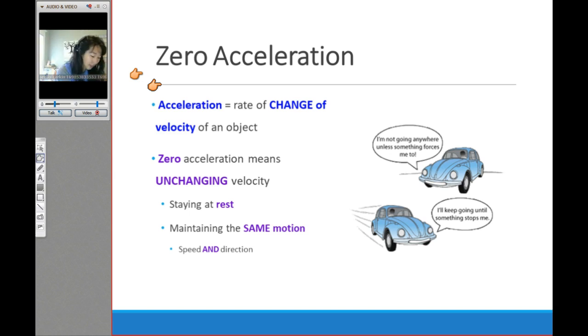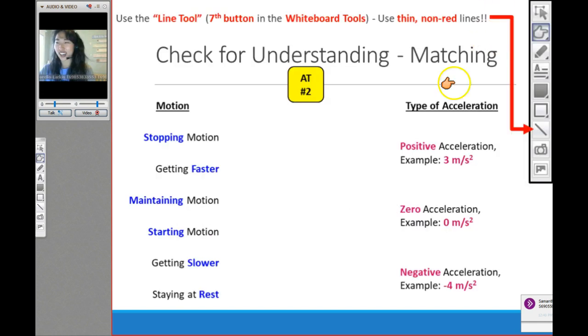Smiley faces if that makes sense. You can actually be moving and not be accelerating. Okay, so 0 acceleration just means there's no change in velocity. It's kind of mind-blowing to think about. Yes, exactly, Tariq. That's a good way to think about it.